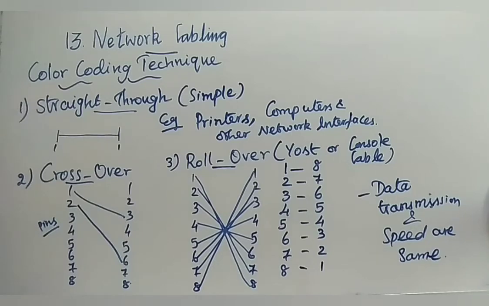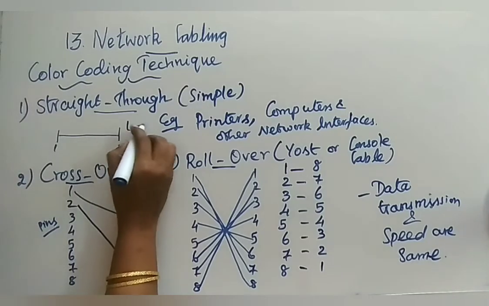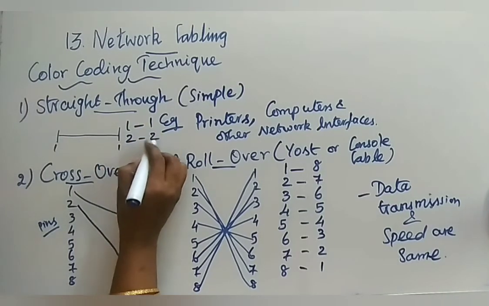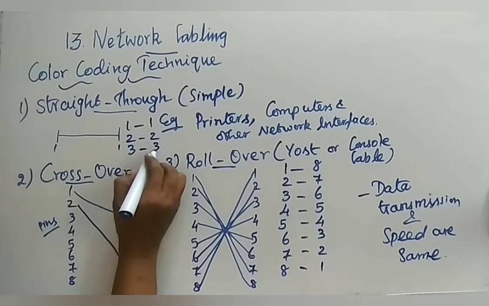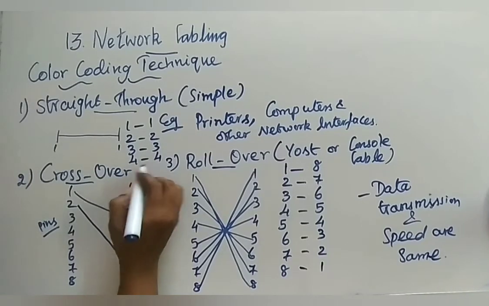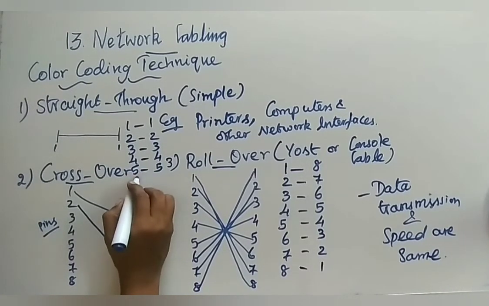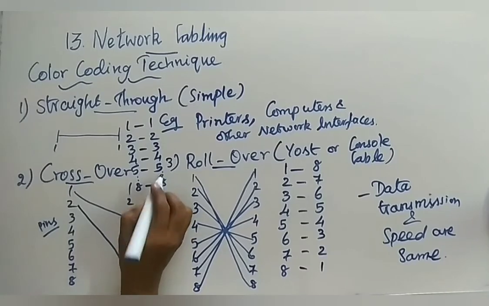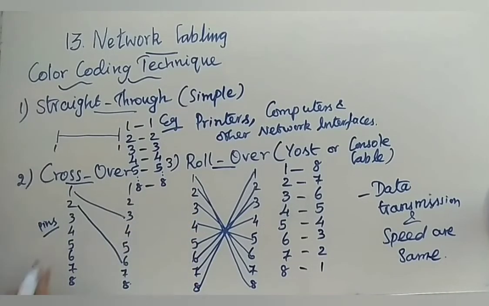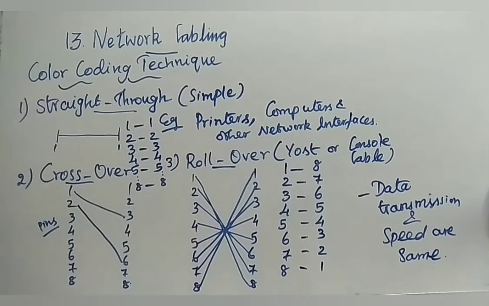So straight through is very simple. Pin 1 is connected to the first pin, 2 with the second pin, 3 with the third pin, 4 with the fourth pin, and so on till 8. Each and every pin is connected. Straight through is mainly used for printers, computers, and other network interface connections. It is a very simple wiring technique.